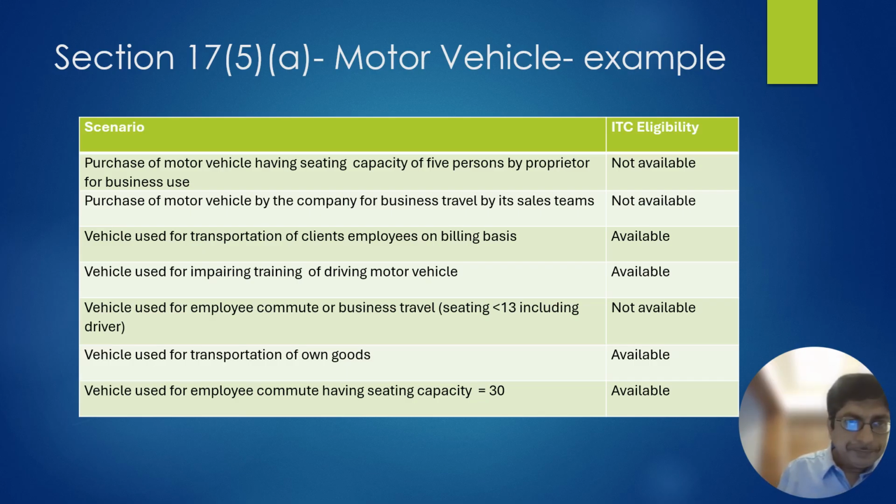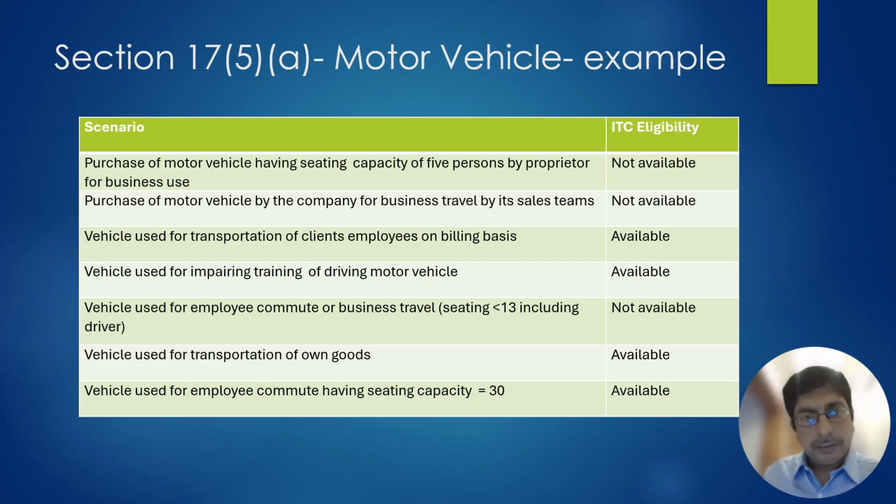Third example, vehicle used for transportation of client's employees on billing basis. In this case, the GST credit is available because it is used for further taxable supply of transportation of client's employees on billing basis. Therefore, the GST credit is available on that motor vehicle even if it has a seating capacity of less than 13. Vehicle used for imparting training by a driving school, the GST credit is available.